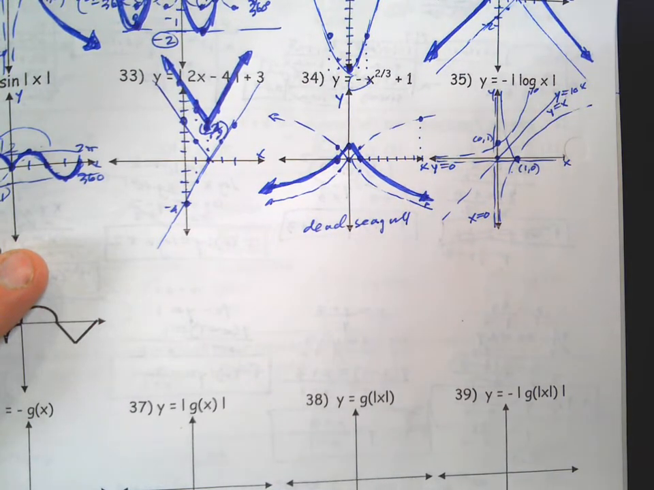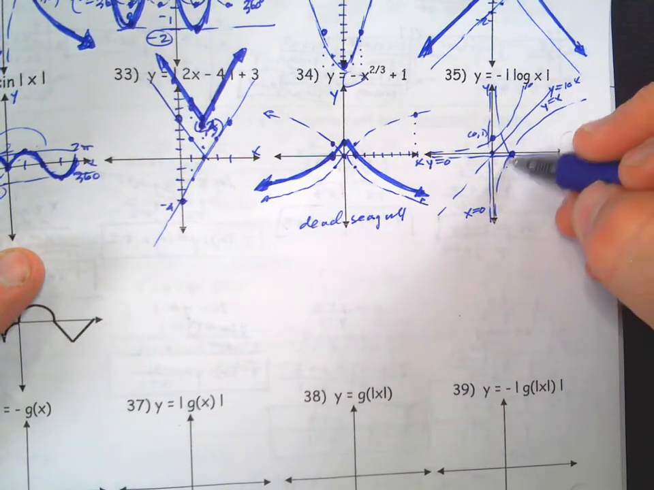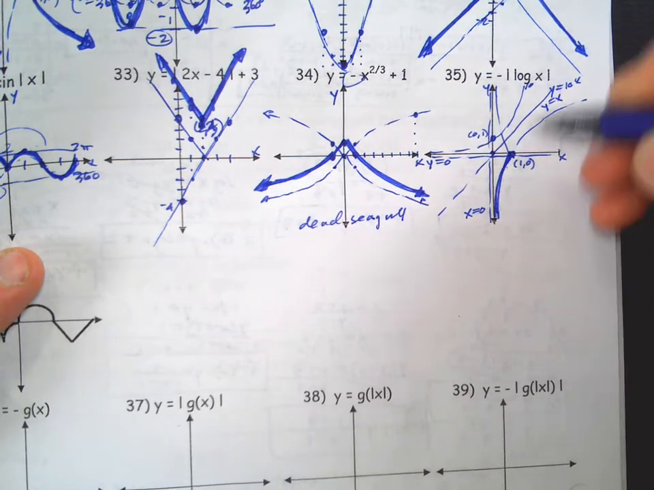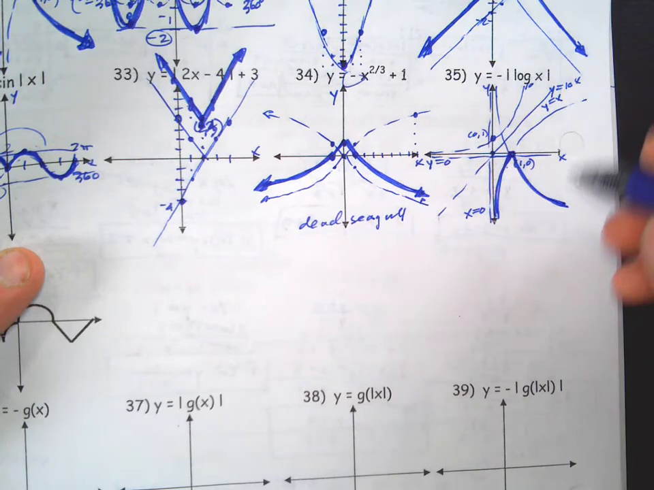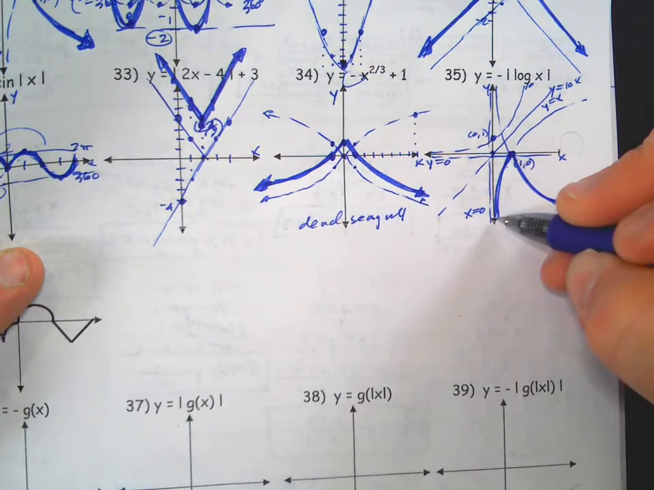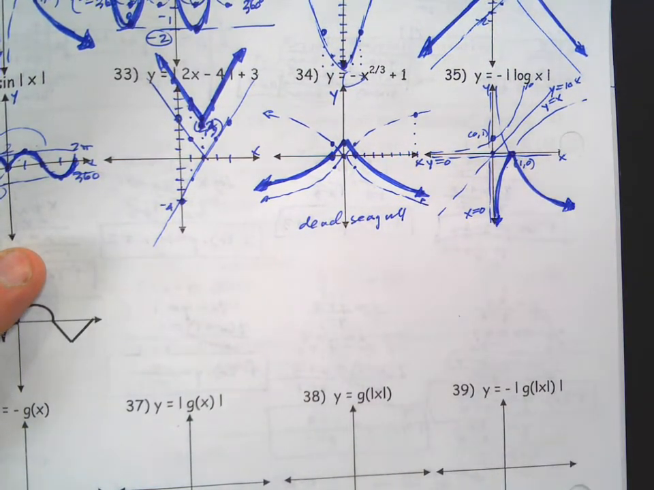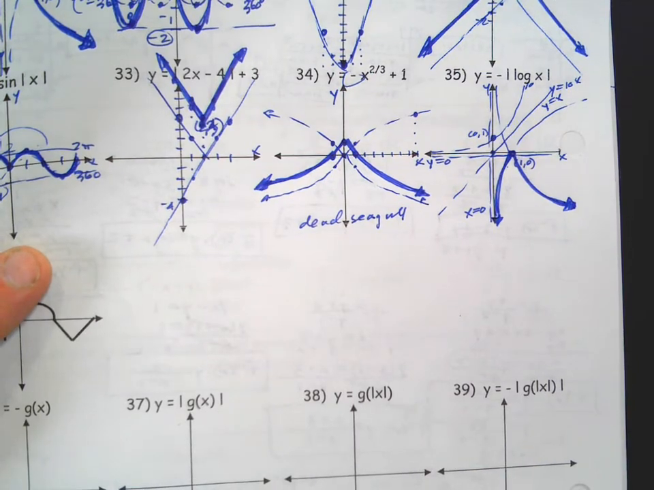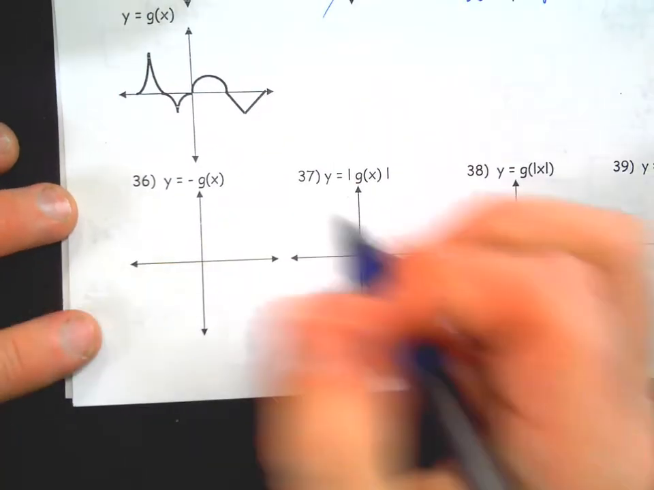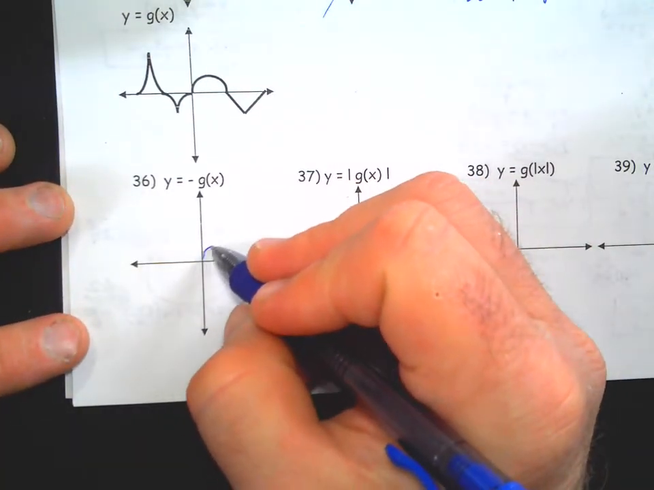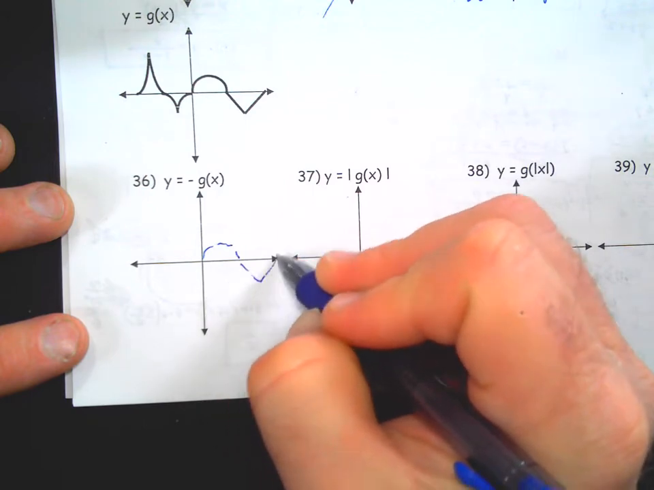Now the absolute value flips this part up, right? When the negative flips everything upside down. So you get this, and you get this. You get this really sharp corner right there at 1, 0. So, okay. Now for these problems, we're going to use this graph. So I find it helpful to maybe go ahead and just sketch that graph out real quick.